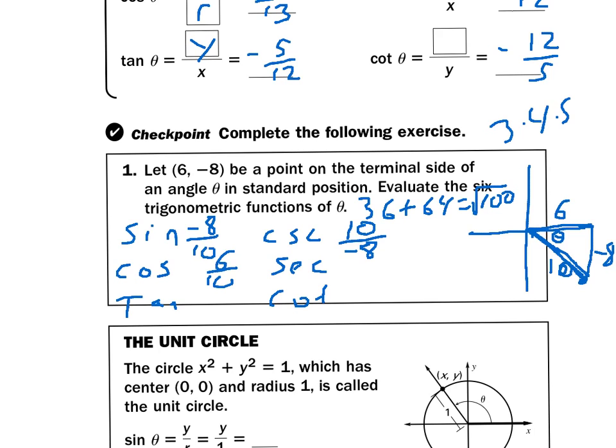6 over 10, it's going to be positive, remember, because a smart trig class knows that cosine is positive down here in quadrant 4. This one's going to be 10 over 6. Tangent is going to be opposite over adjacent, negative 8 over 6. And cotangent is going to be 6 over negative 8. Alright, hopefully you got those.